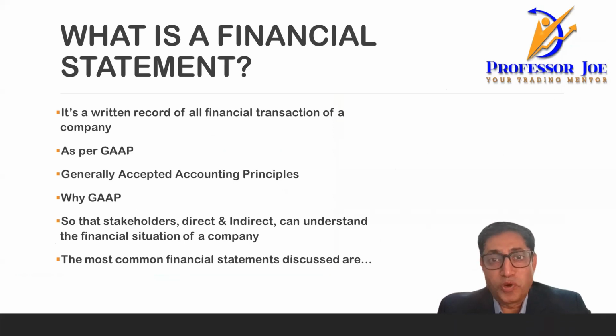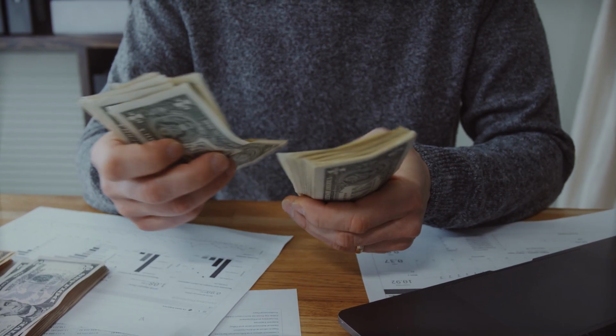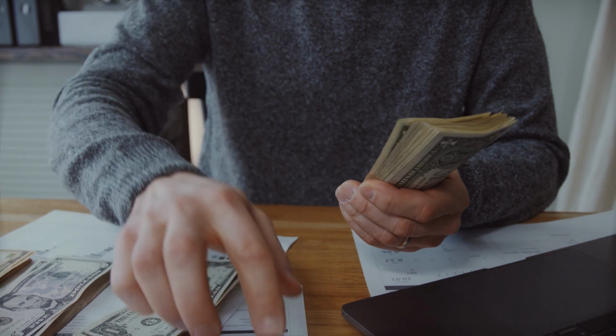Step 1, what is a financial statement? A financial statement is basically a written record, or a documented record, of all the financial transactions that are happening in a company. Now, all these financial transactions have to be recorded as per GAAP. Now, what is GAAP? GAAP is generally accepted accounting principles.